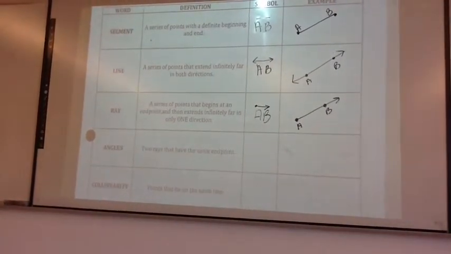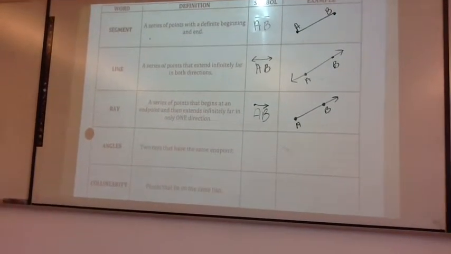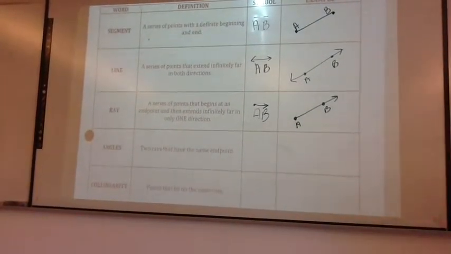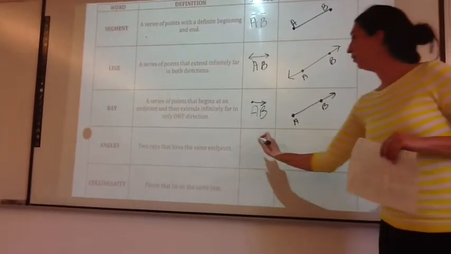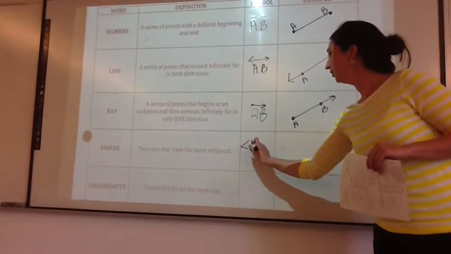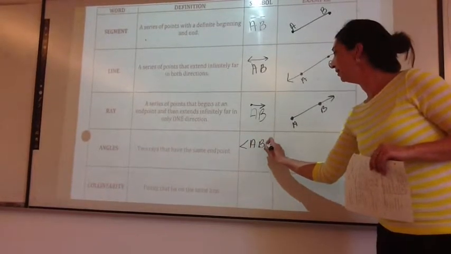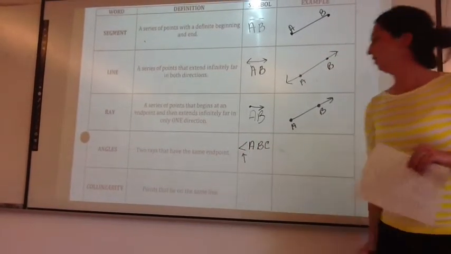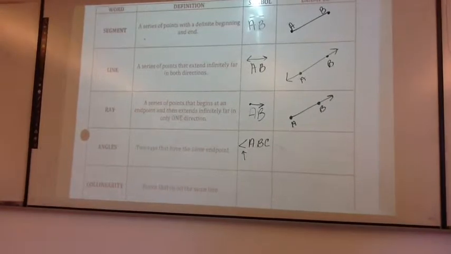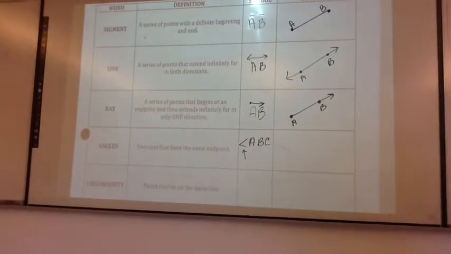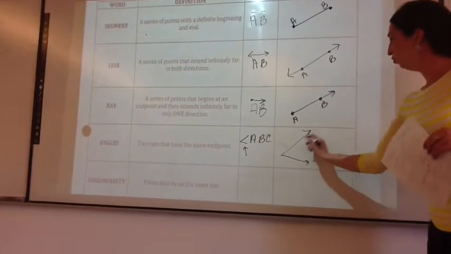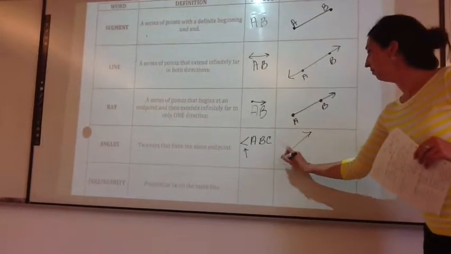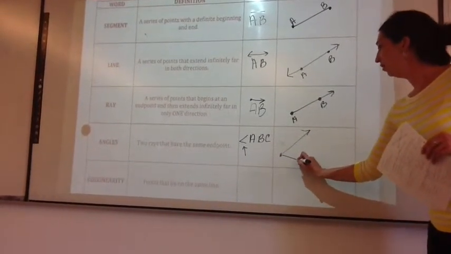Okay? We have segments, we have lines, we have rays, and we have angles. So angles are two rays that share an endpoint. So symbol for this, we'll talk about naming angles. Let's say we have angle ABC. Looking there, you should know your symbol for angle. So let's say we had an angle ABC, two rays connected and sharing the same endpoint. So angle ABC.